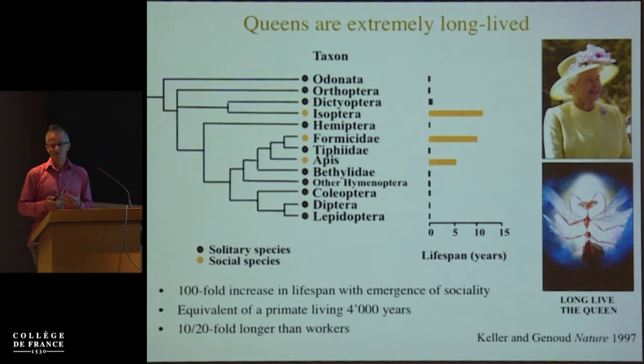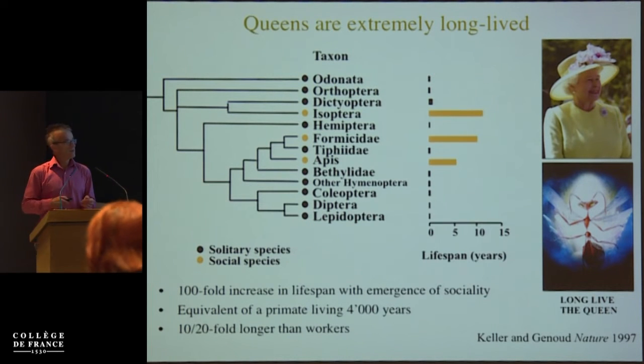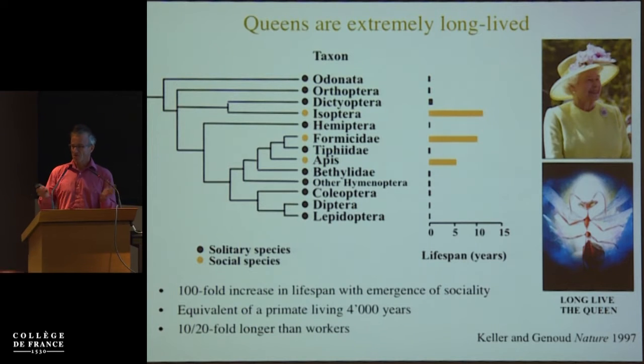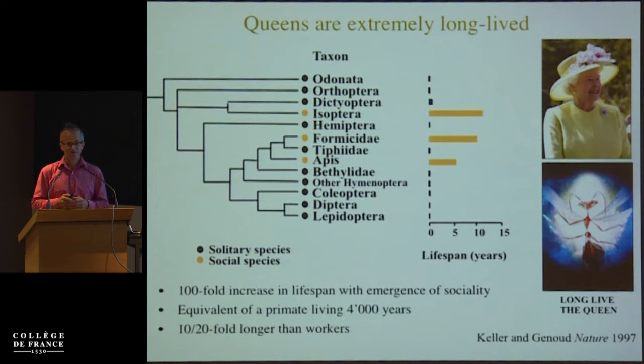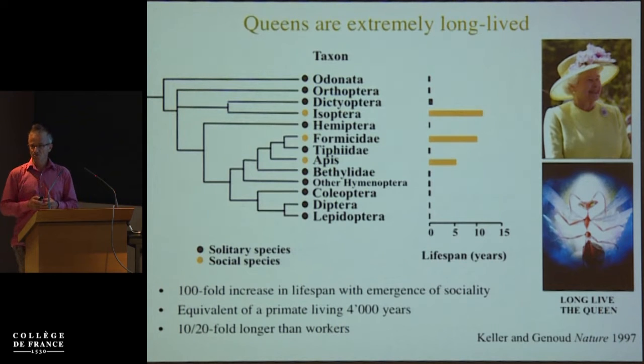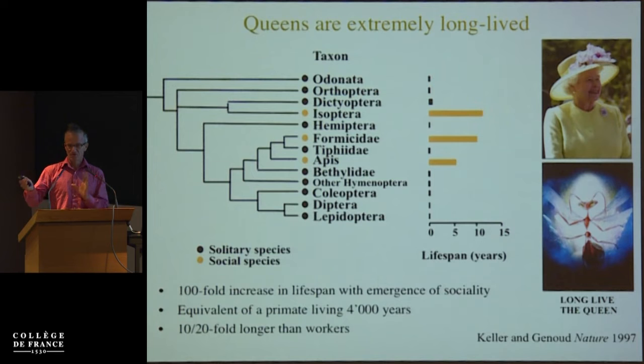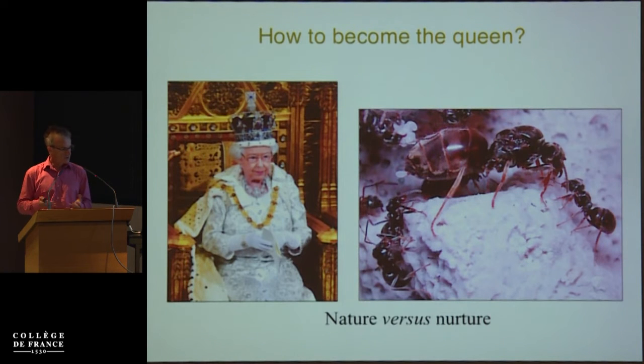It would be like if you would find primates which live 4,000 years. And in this phylogeny, we could show that the evolution of social life has been accompanied by an increase of about 100-fold in the lifespan of the reproductive individuals, the queens, compared to the solitary ancestors. And it's also a good model to study aging, because here you can have a single genotype which gives the workers or the queen, and the queens typically live 10 times longer than the workers. So it's interesting to see what genes are differently expressed, which allows the queens to live much longer than the workers.